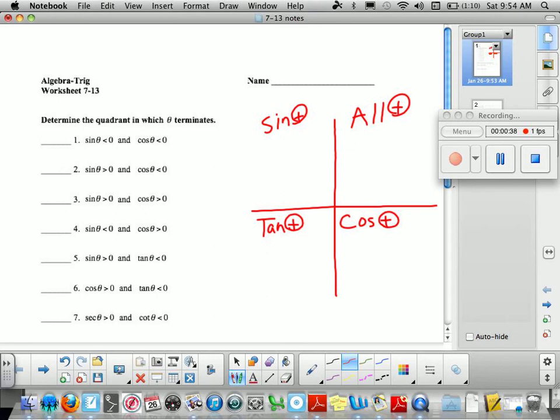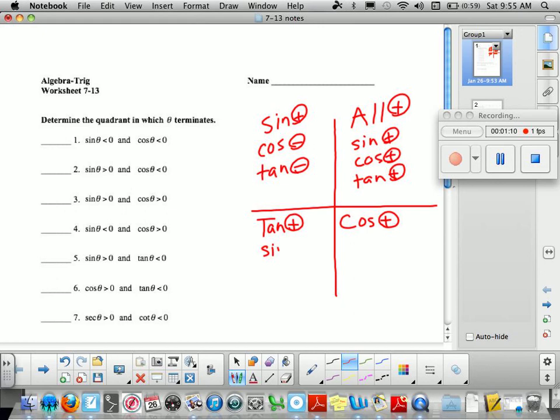That means everything else is negative. So in quadrant 1, since everything is positive, everything here will have a positive fraction when we write the ratios out. So I'll just list those. And again, the reciprocals would also be positive. In quadrant 2, since sine is positive, that means everything else is negative. So that means your cosine and secant ratios are negative. That means your tangent and cotangent ratios are negative.